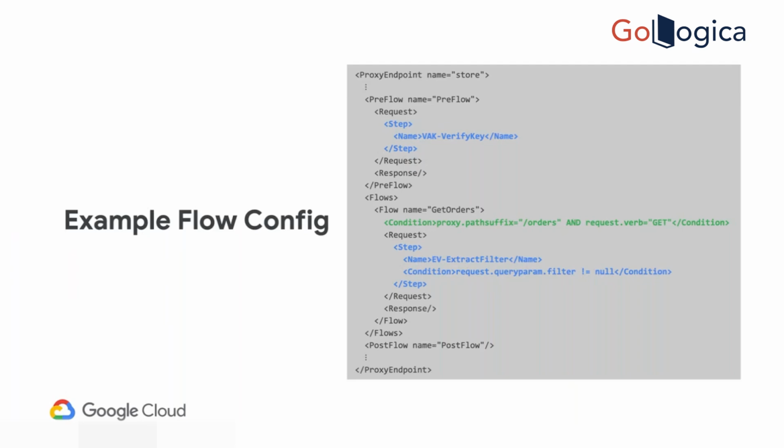Okay. And then we have another example, where you see the verify API key policy. That is in the pre-flow, because obviously you want to ensure that for all the requests coming in, you are verifying the API key, right? So those kinds of policies will be in the pre-flow. Okay.